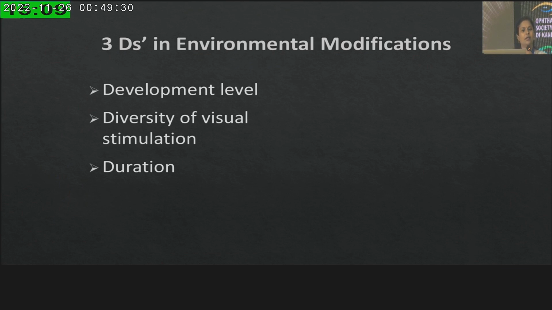As for CVI, the detection is difficult, the timing is always off, but the intervention is fairly simple. So most of the time it's environmental modifications, and these environmental modifications go a very long way. The only problem here is it has to be customized to each child. So it goes by 3 Ds. This is a very basic overview.